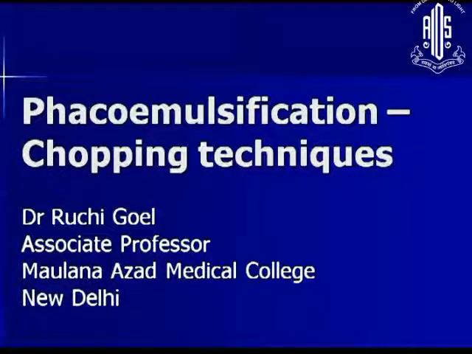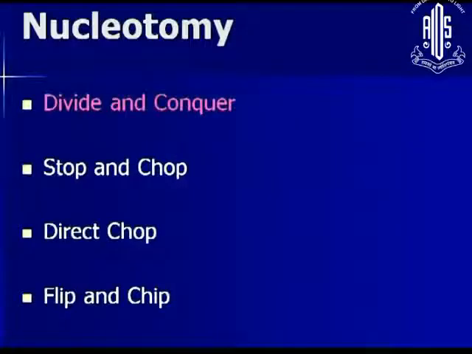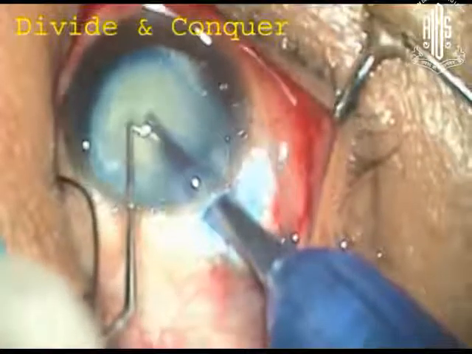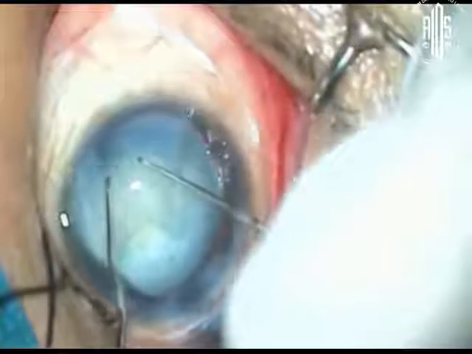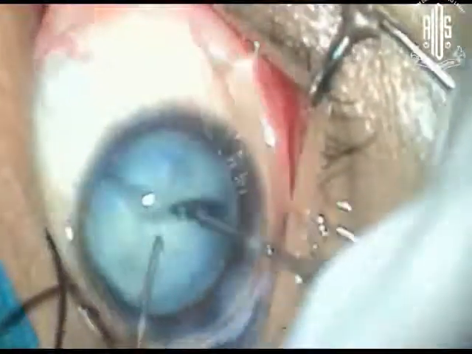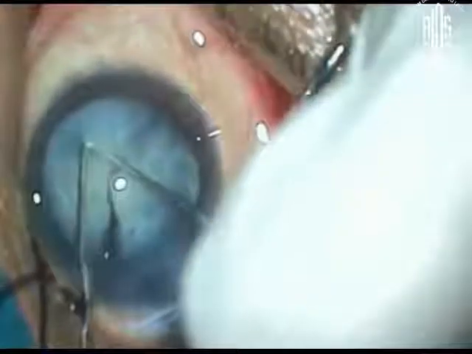And now coming to phaco chopping techniques, currently the ones which are being used are the divide and conquer, the stop and chop, direct chop, and flip and chip. The first 3 techniques are not for the soft one. For soft one we use the flip and chip. This is the technique which initially came in, where you can create trench so that it's like a Maltese cross, that you create a trench, and then you use two instruments to basically break the nucleus into 4 pieces.